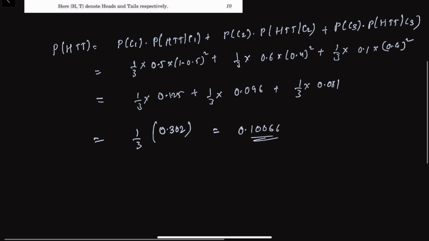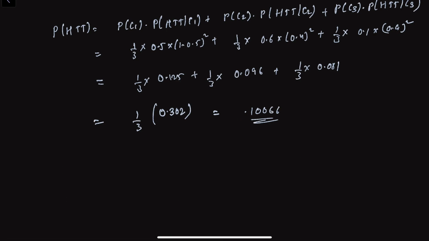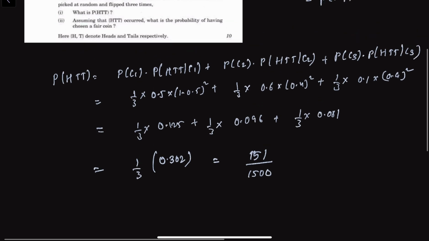So 1 by 3 into 0.302 which is somewhere around 0.1006. So that's the probability of, or we can write it in fractions, which would just be 151 by 1500. So that's the probability of head, tail, tail.